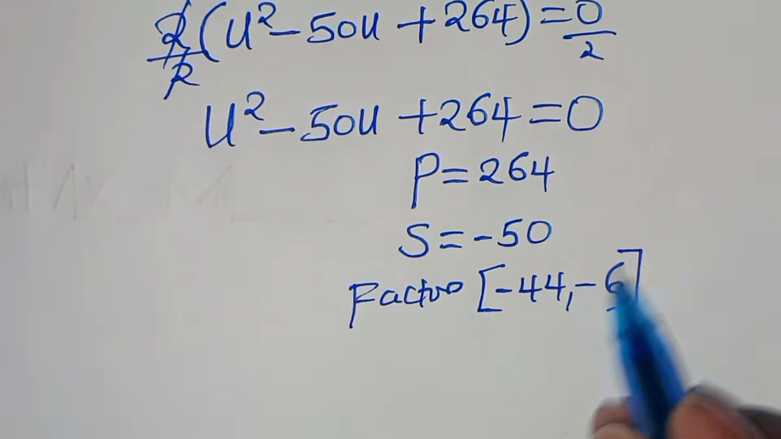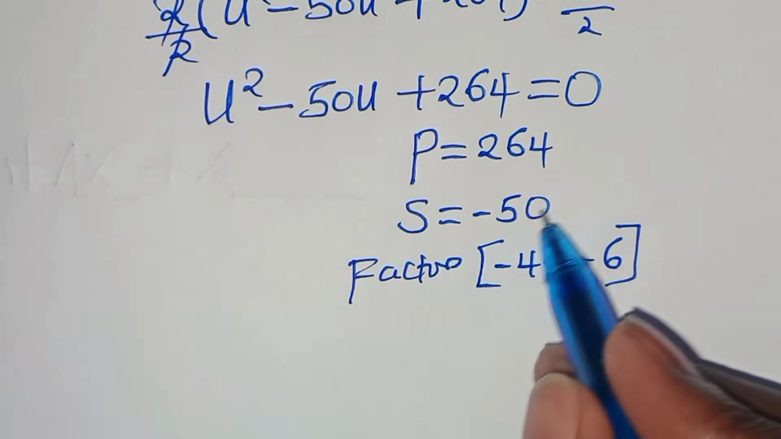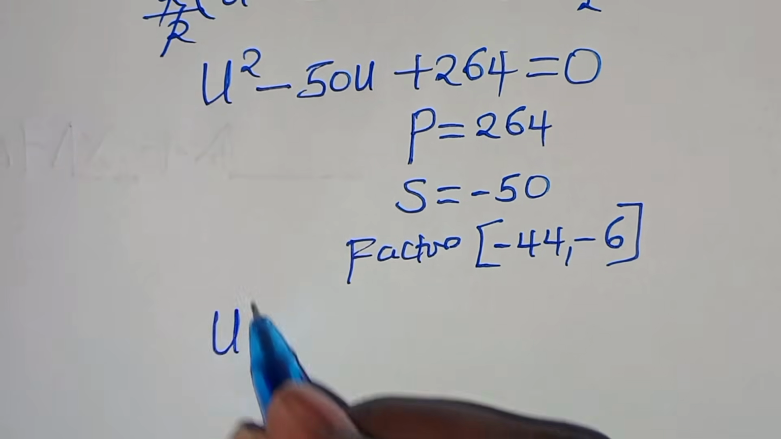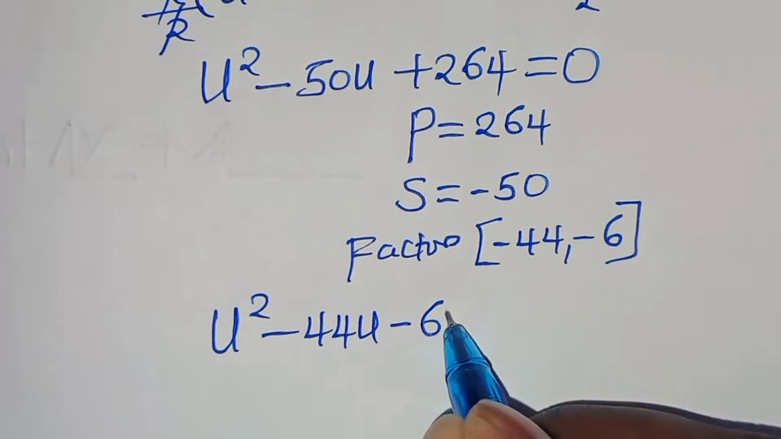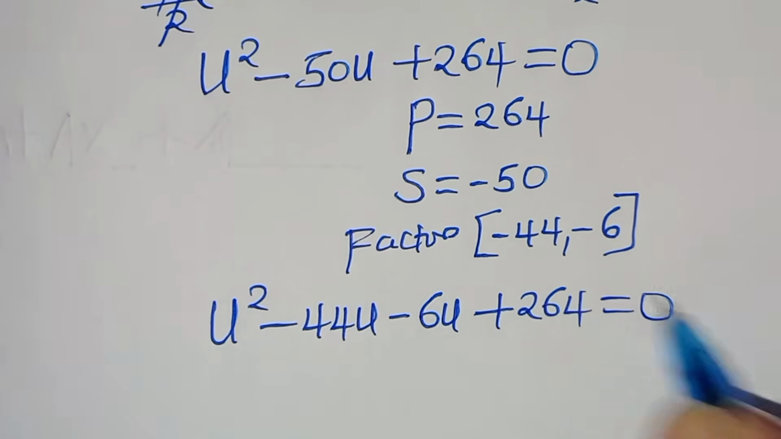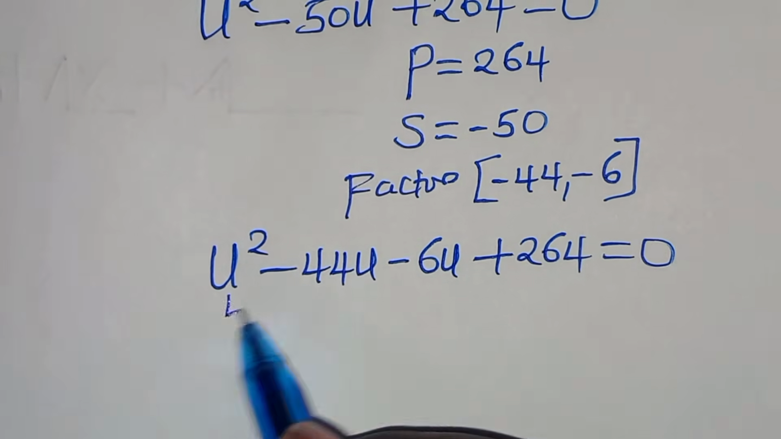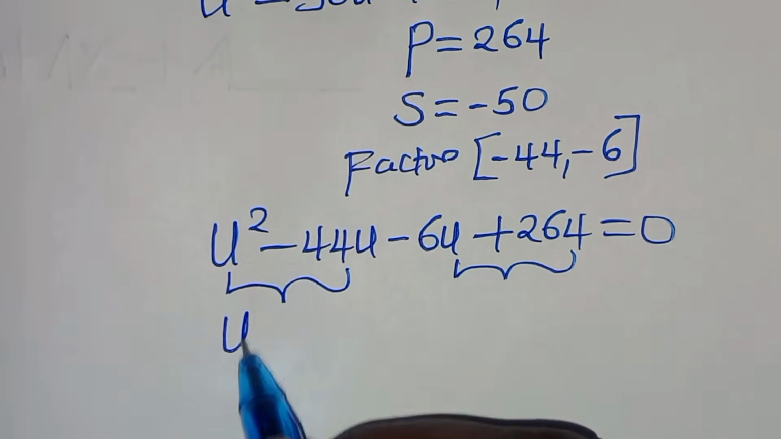Negative 44 times negative 6, this is 264. Negative 44 plus negative 6, this is negative 50. So we have u squared minus 44u minus 6u plus 264. This is equal to 0. So we have got two parts here. From the first part, we have that u is common.